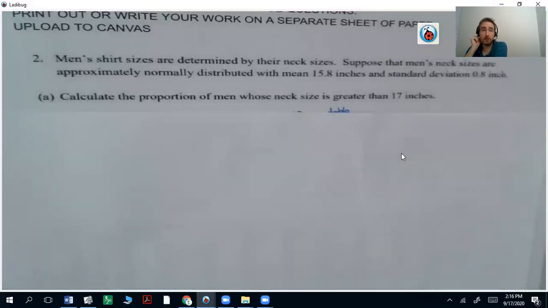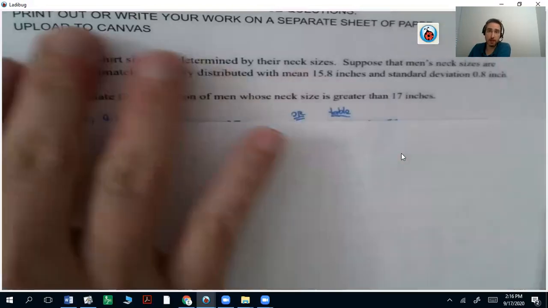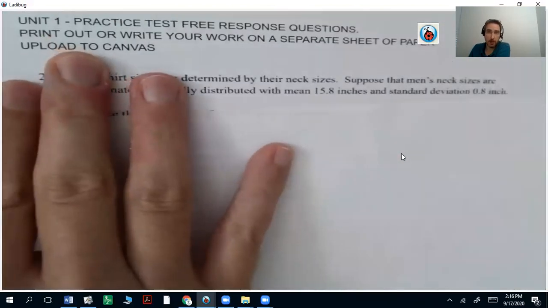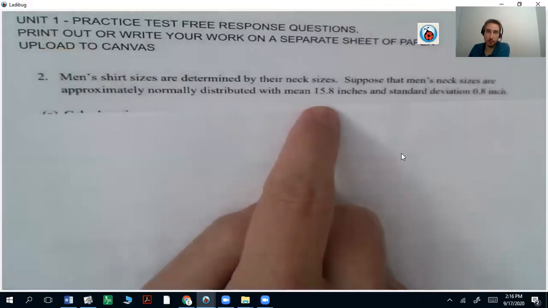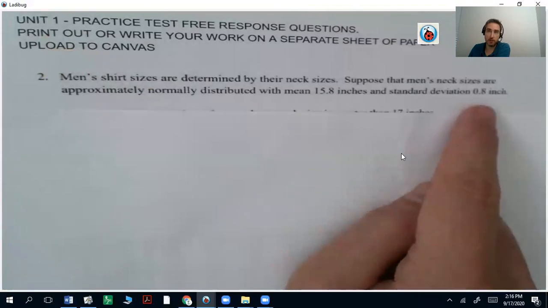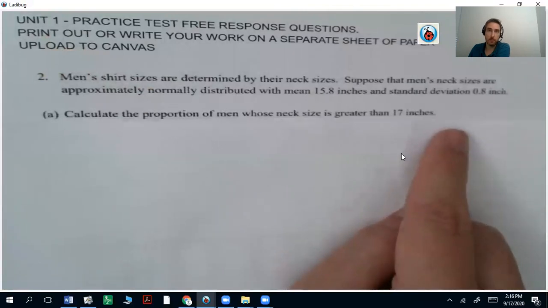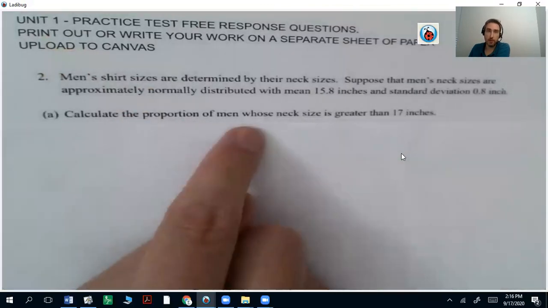All right, question 2 from your free response questions. Men's shirt sizes are determined by their neck sizes. Suppose that men's neck sizes are approximately normally distributed with a mean of 15.8 inches and a standard deviation of 0.8 inch. Calculate the proportion of men whose neck size is greater than 17 inches.